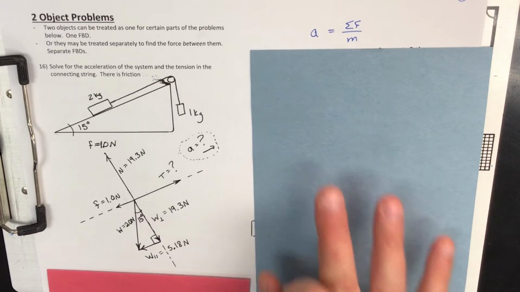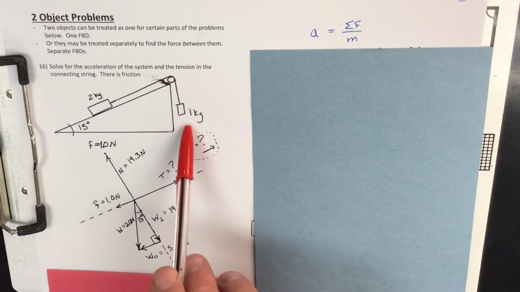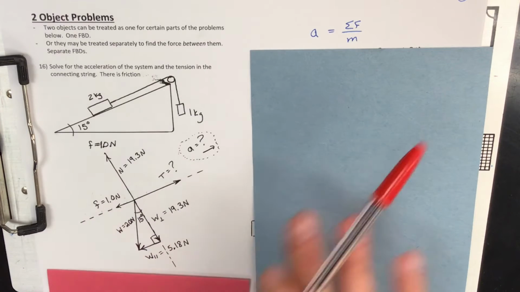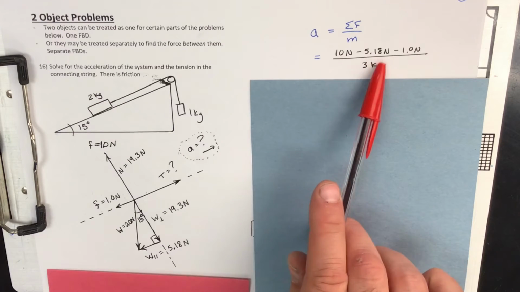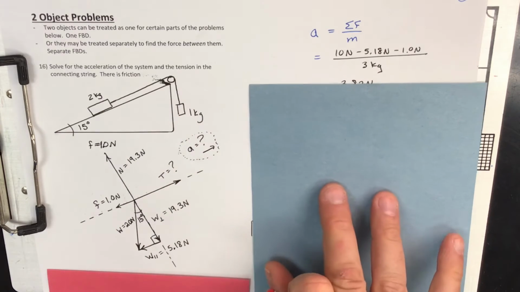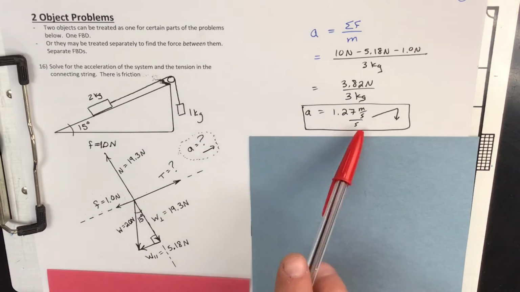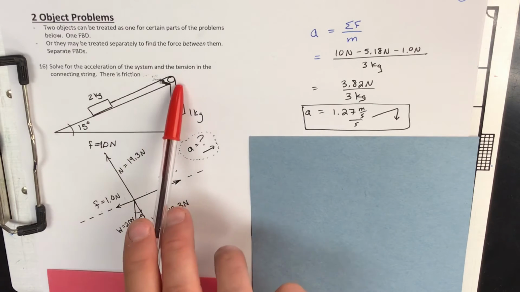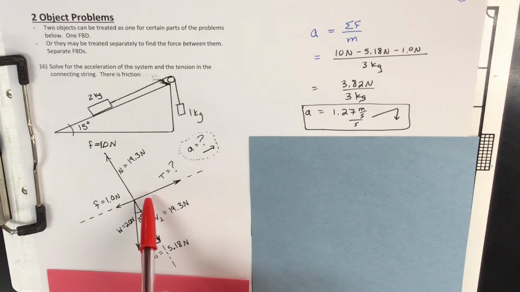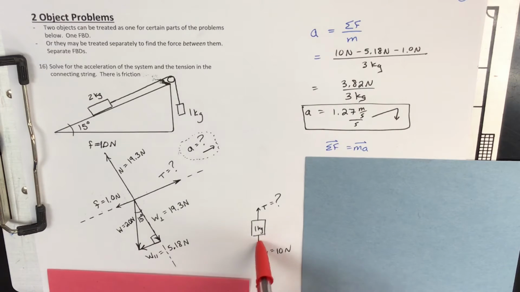So looking at this system as a whole, 10 newtons pulling down its weight minus the 5.18 newtons. And don't forget the friction force. 10 newtons minus 5.18 newtons, the weight parallel, and minus 1 newton, divided by a total of 3 kilograms. Subtract, divide, 1.27 meters per second every second in that direction. So up the incline and straight down for the two different objects. Now, if you want to find the internal force, the tension between the two, the Newton's third law pair, from this free body diagram, 10 newtons minus the tension is equal to its mass times the acceleration.